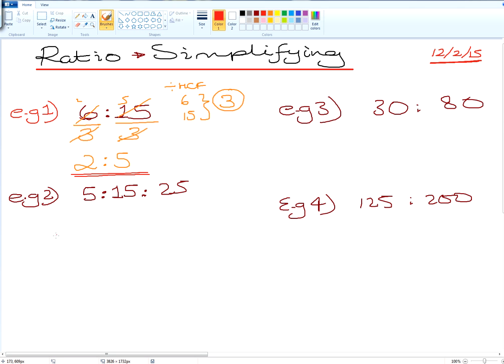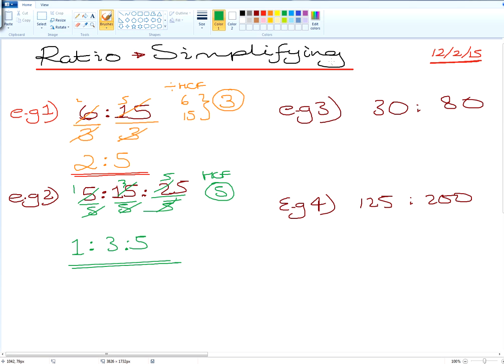Now let's have a look at example number 2. Here we have 3 parts of the ratio, but the technique is exactly the same. We look for the biggest number that will divide into all those 3 numbers, and that's quite easy. What is it, Moise? 5. So we divide everything by 5. That gives 1, that gives you 3, and that gives you 5. So the final answer is 1 to 3 to 5.